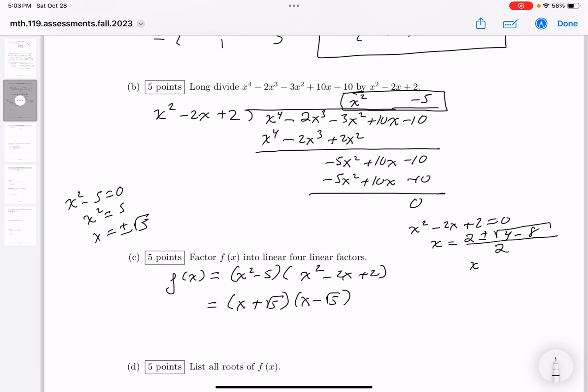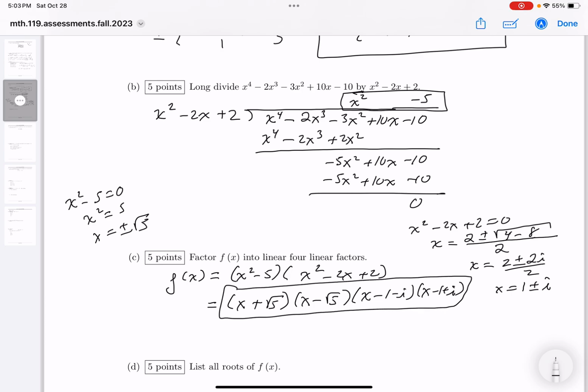And this looks like it's going to work out pretty nicely, by the way. What do you get? 2 plus or minus, well, 4 minus 8 is minus 4, and the square root of minus 4 is 2i. So what do you get? x equals 1 plus or minus i. So I get some pretty easy answers over here. It's going to be x minus the root, so x minus 1 minus i, and then x minus 1 plus i. So it's completely factored.